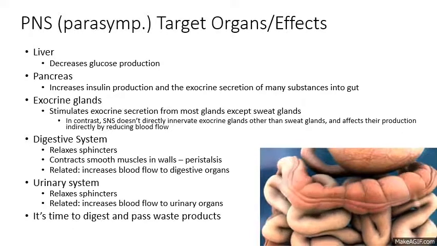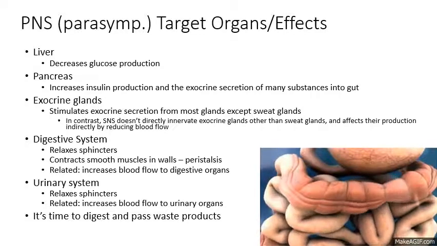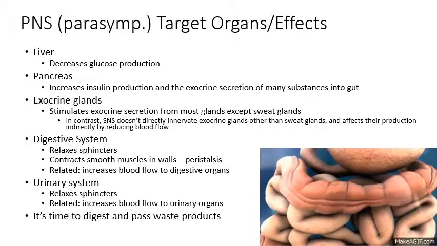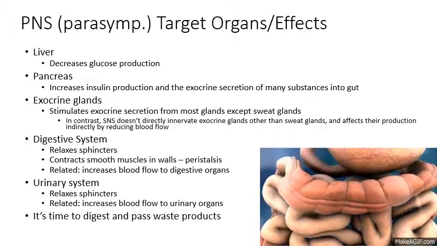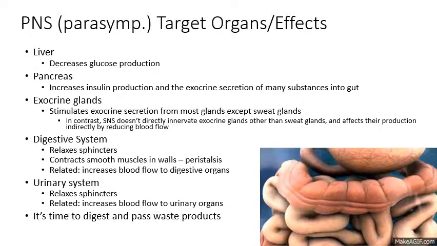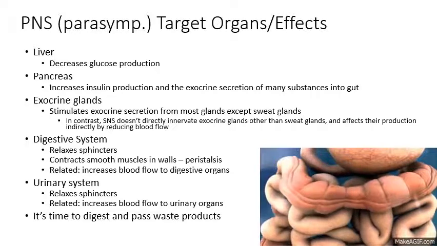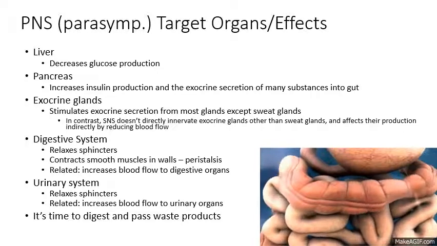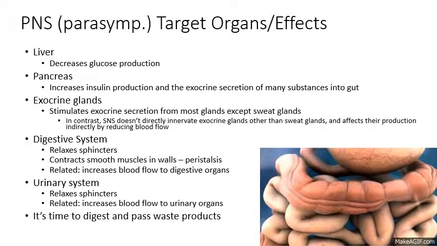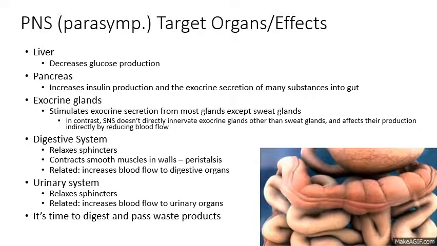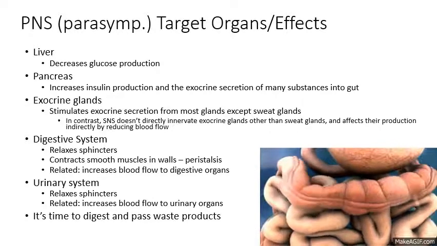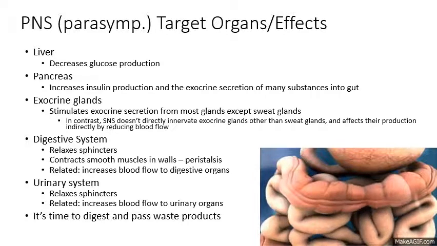So that's kind of different from how the sympathetic nervous system affects exocrine glands. Actually, the sympathetic nervous system really does not directly affect exocrine glands except for sweat glands, which it does stimulate. The sympathetic nervous system instead has indirect effects on exocrine glands by decreasing their blood supply by constricting blood vessels that serve them. So, anytime you constrict those blood vessels that serve the exocrine glands, you're going to reduce their blood flow, and that means you're going to reduce their activity.